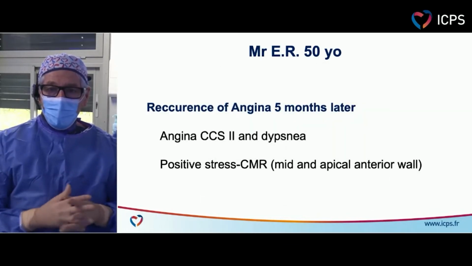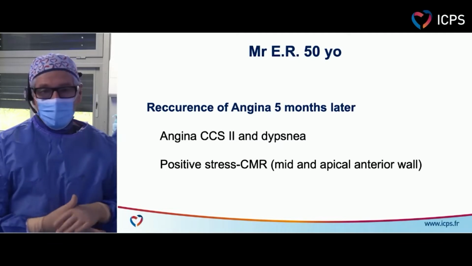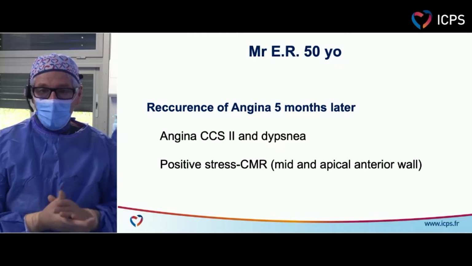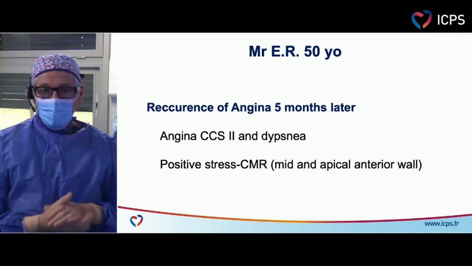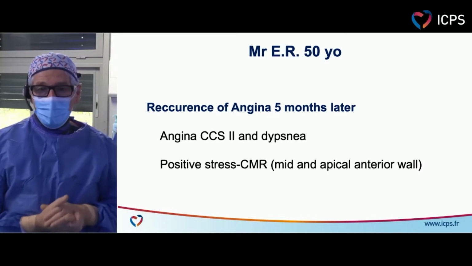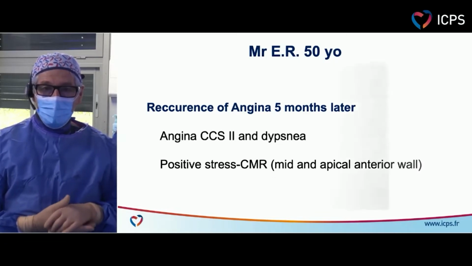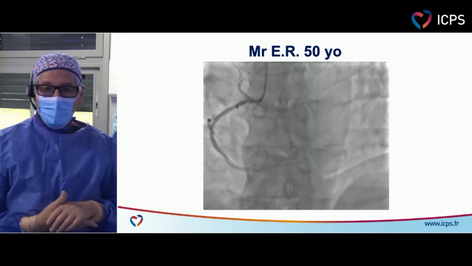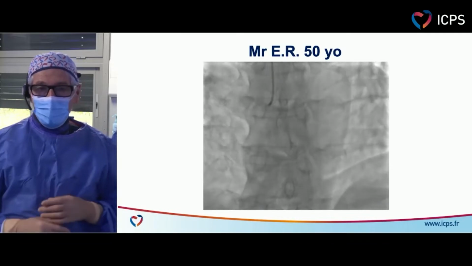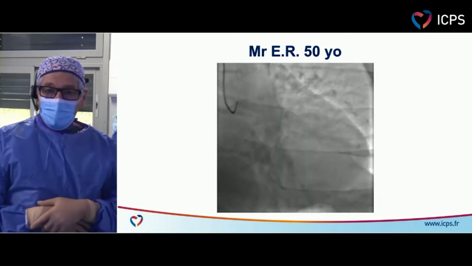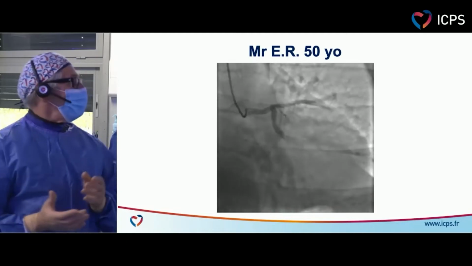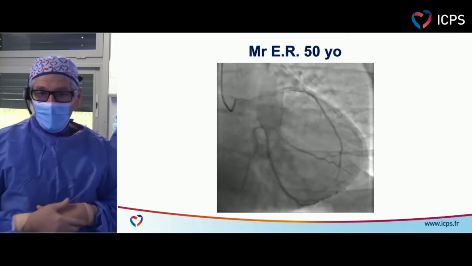So 5 months later, after the disobstruction of the right, there was angina again, class 2. And the MRI was done again, showing mid and apical anterior wall ischemia. Again, this is the result of the right, so you can see that it was a good result. This is again the left main LAD. You can see it looks very similar to what we had 5 months before.